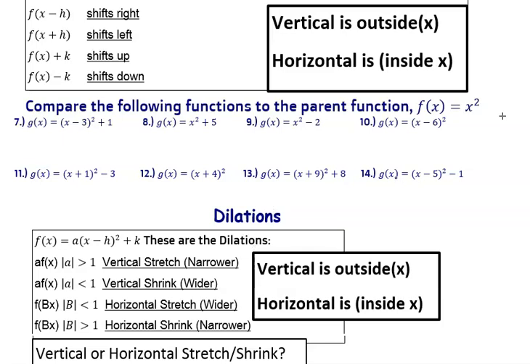Let's look at number 14. We have g(x) = (x minus 5) squared minus 1. So it went right 5, and it went down 1. See if you could do the rest of these on your own. Pause the video, try these ones. And then we'll move on to dilations.